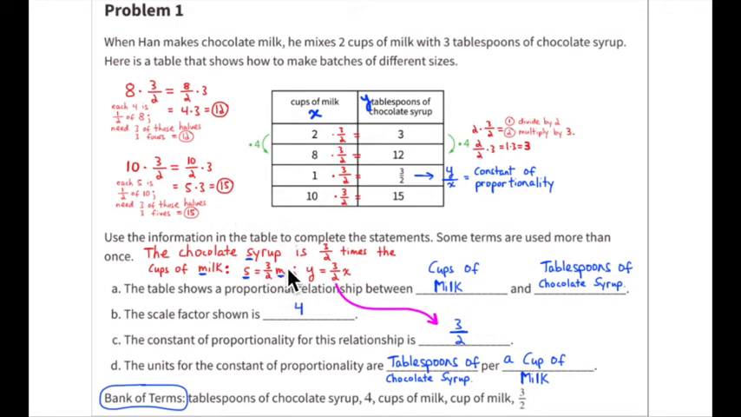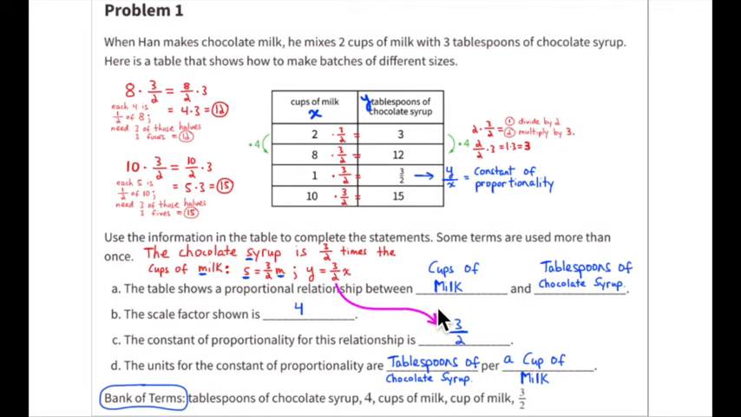The chocolate syrup is 3/2 times the cups of milk. So the syrup, S, equals 3/2 milk, M. So y is equal to 3/2 x. So the amount of syrup you use, the number of units of syrup you use, is more than the number of units of milk. It's 3/2 of the number of units of milk. So the constant of proportionality is 3/2.